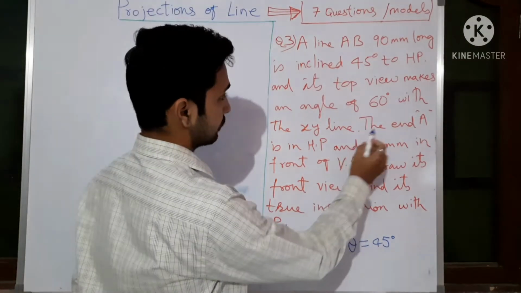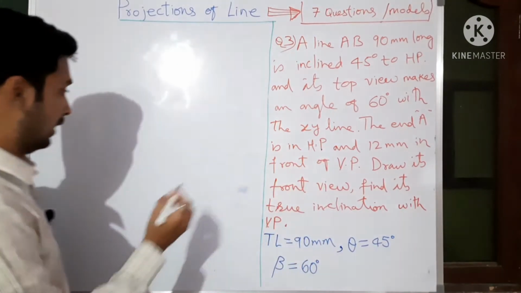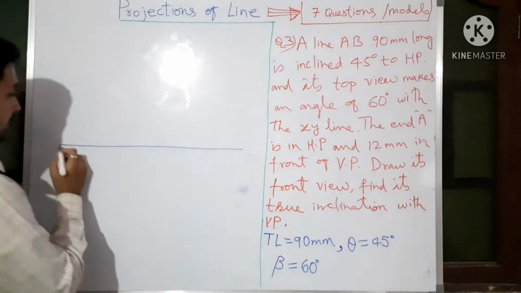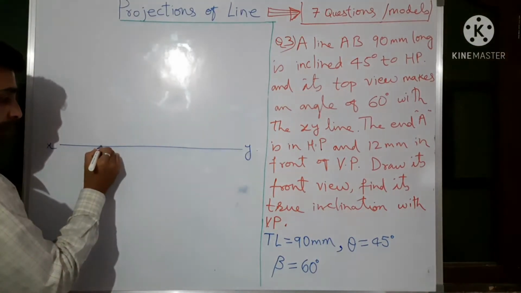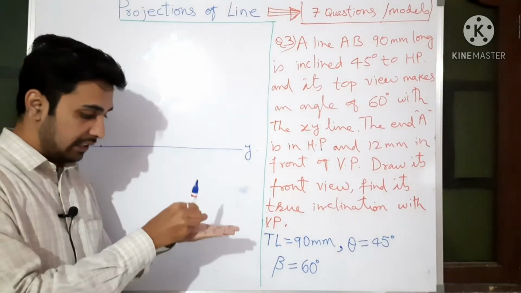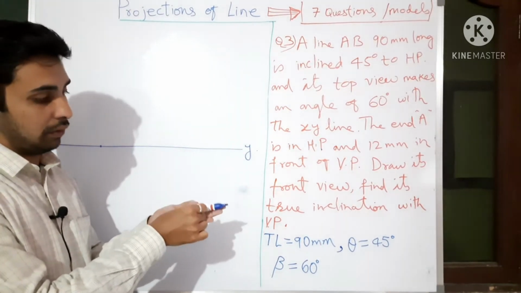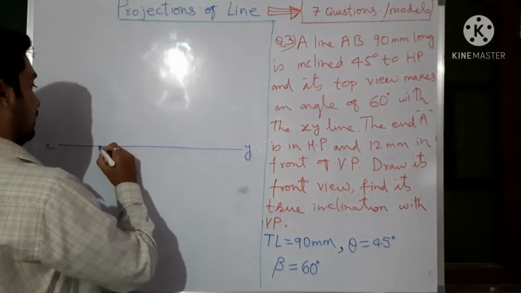Okay, end A is in HP. Okay, so let us try to solve this. XY line, end A is in HP. So assume this is end A in the HP and the line is 90 mm long and making 45 degree with respect to HP. So this much data we will do first.